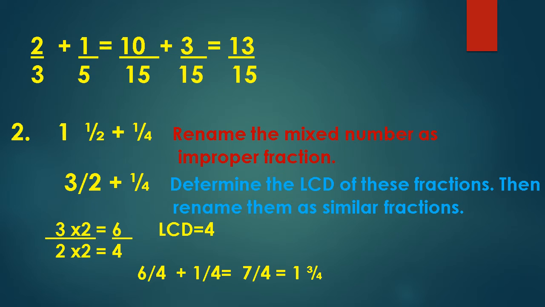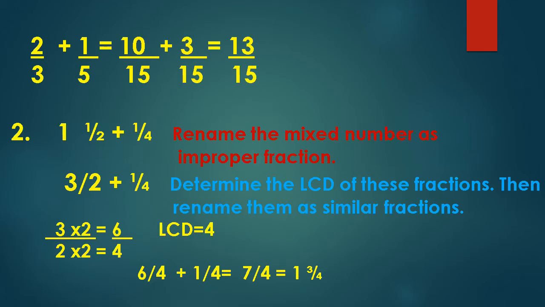Another 2/3 plus 1/5. So this is the continuation, is equal to 10/15 plus 3/15. So 10 plus 3 is equal to 13. And copy the denominator 15. So the final answer is 13 over 15.